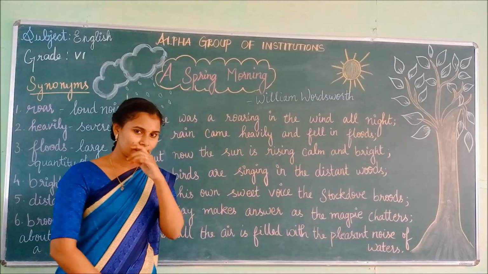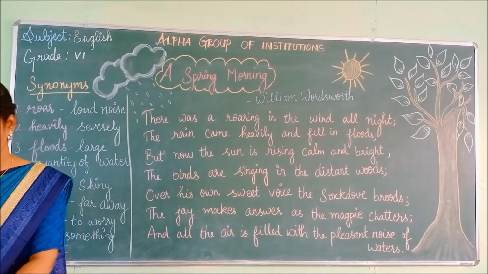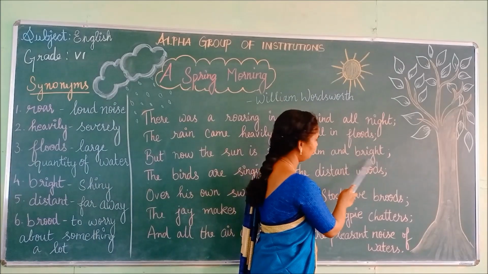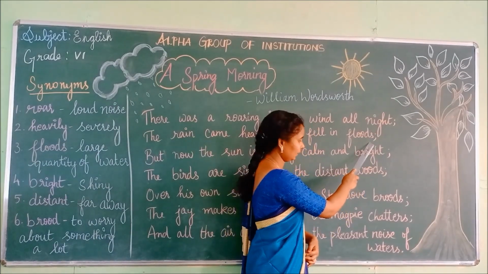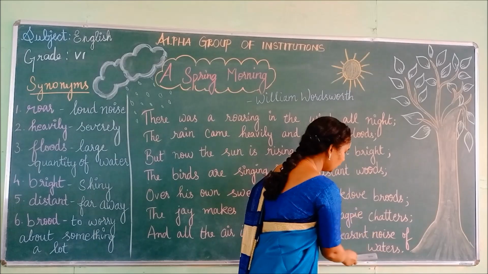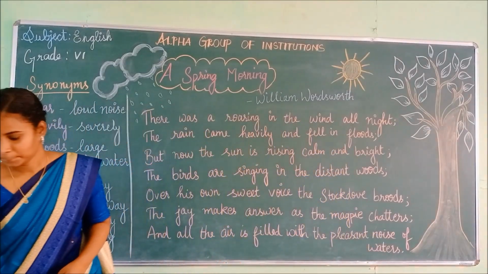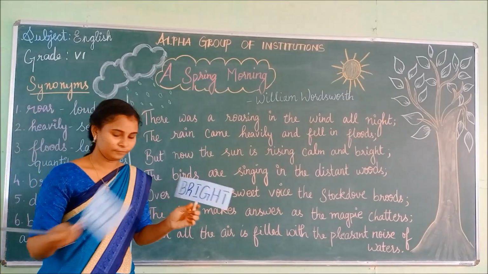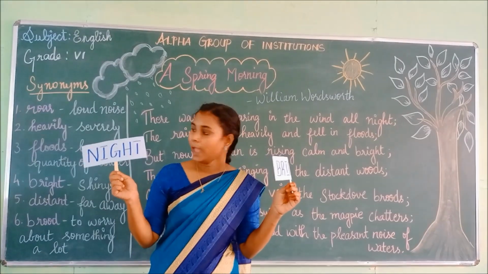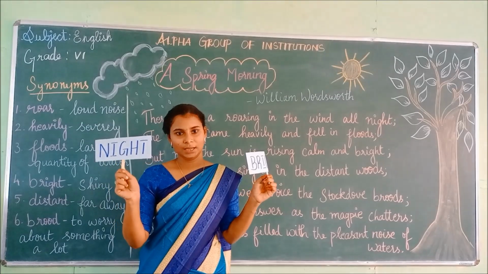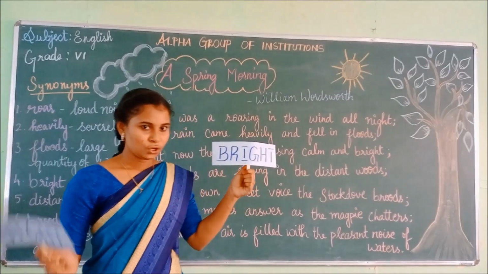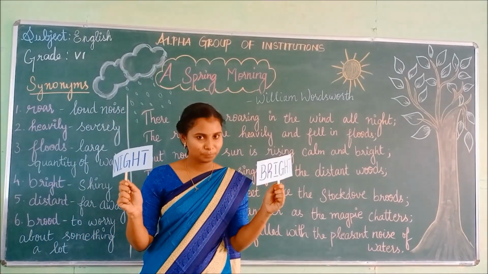Yes, good. So shall we see the rhyming words here? What are the rhyming words you find here? Night and bright. Yes, very good. Floods, woods. Yes, good. And what else do you have? Chatters, waters. Yes, good. Here you have bright and night. So what is the spelling of night? N-I-G-H-T, night. And what is the spelling of bright? B-R-I-G-H-T. So can you tell me now? Night and bright. Yes, good.